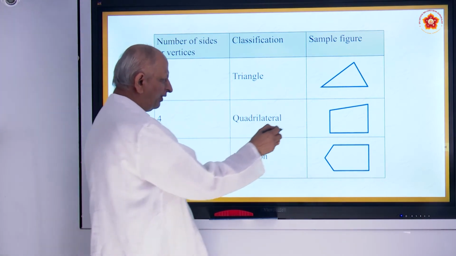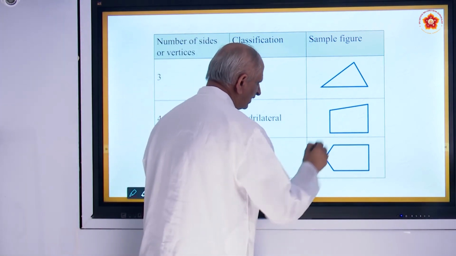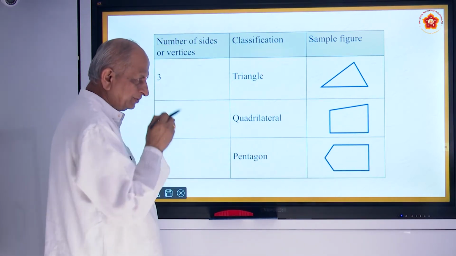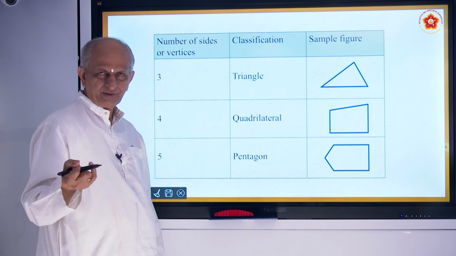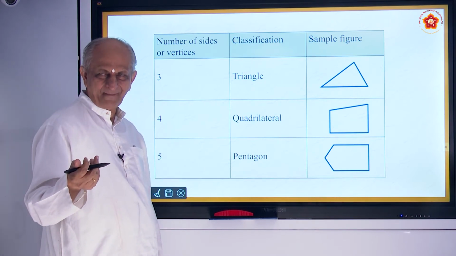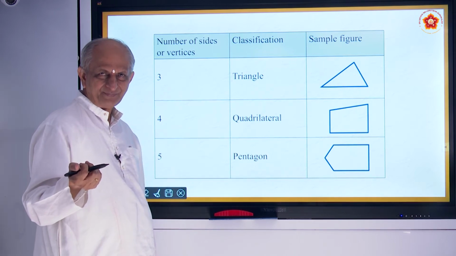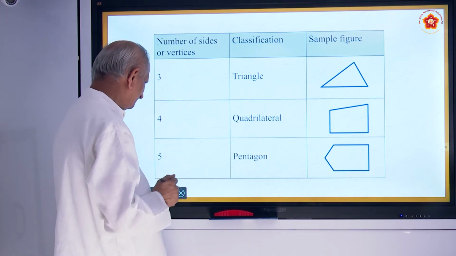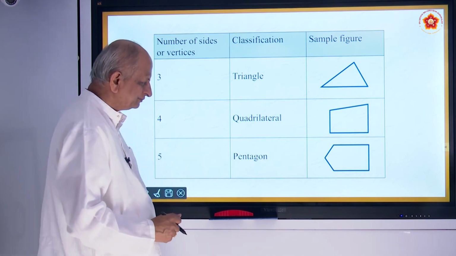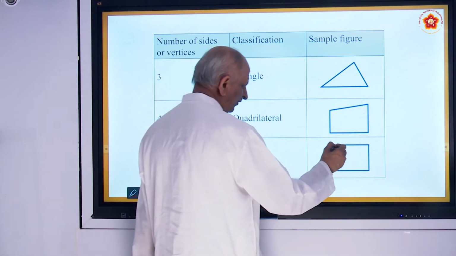Coming to quadrilaterals, there are different types. So this is a general quadrilateral where there are only 4 sides, 4 vertices and 4 angles. Similarly, you have square, rectangle, rhombus, trapezium, parallelogram, etc. And if there are 5 sides, we call it a pentagon. So this is a figure of 5 sides.